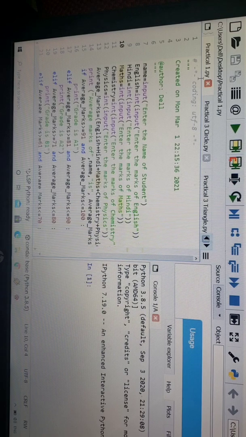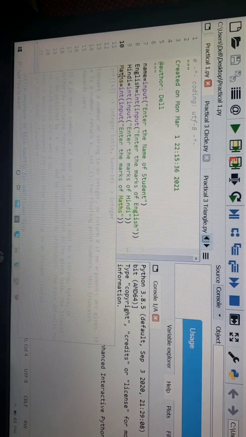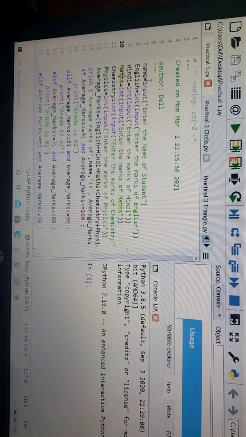So here we can see name equals to input, enter the name of the student. So you have to enter the name of the student. This I have taken just to show that we are taking out the average of a particular student. Then I took English, Hindi, maths, and then chemistry, physics. You can take any 5 subjects or any 2 subjects, as it is not mentioned how many subjects you have to take. So that is entirely up to you how many subjects you want to take.